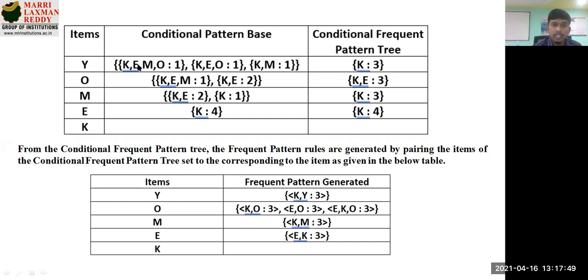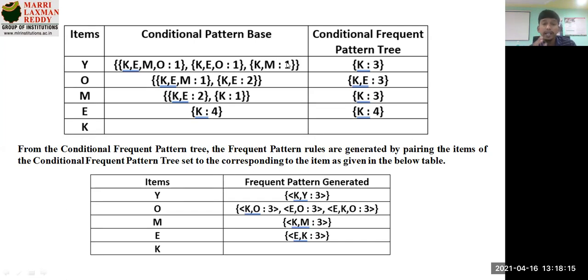Next, I look into E. E is available 2 times. So that is not taken into consideration. Next, if I take M, M is also available 2 times. So it's not taken into consideration. O is also available 2 times. So not considered. Now I'll go for combinations. That is KE. K E is also having a repetition 2 times. So again, it's not considered. KM 2 times, not considered.